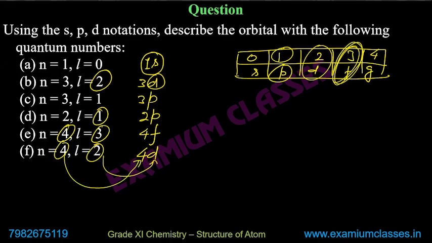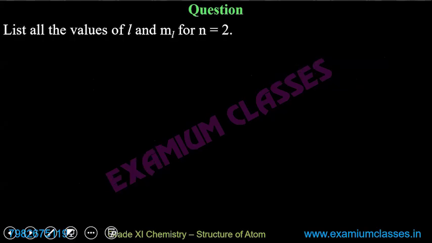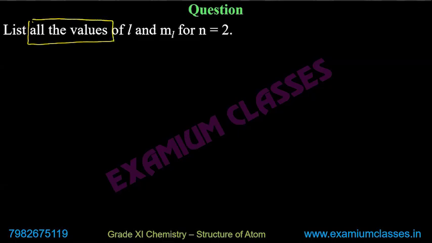So this is how you will be writing the orbitals, orbital notations in this manner. Now the question: list all the values of l and ml for n equals 2. This is something I want you to solve in the notebook, and you will send the snapshot to me after the class.